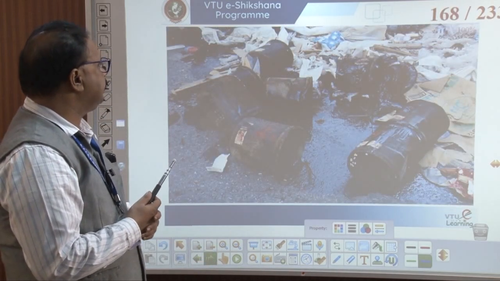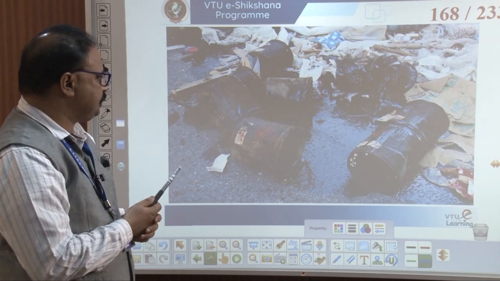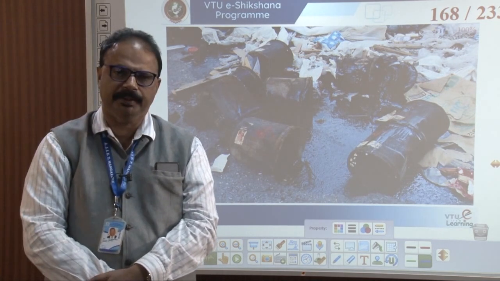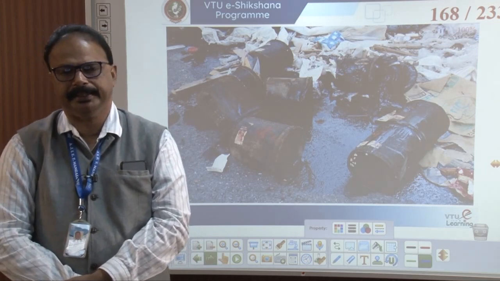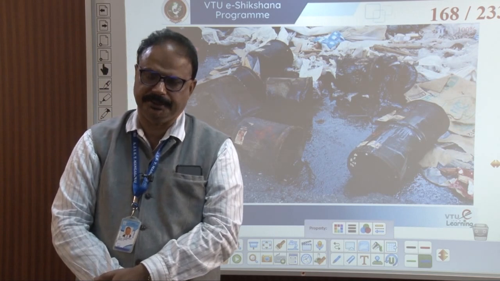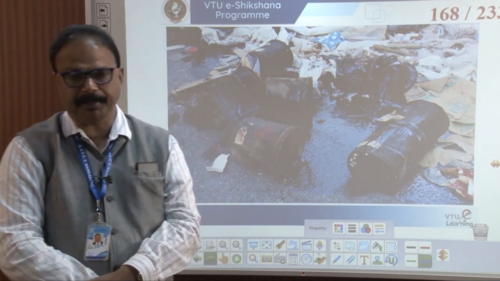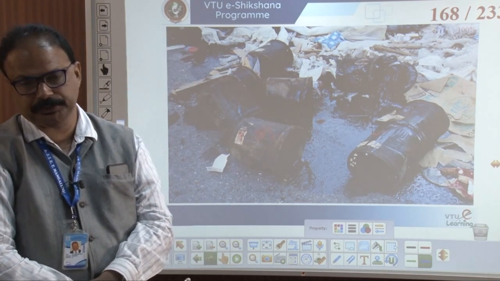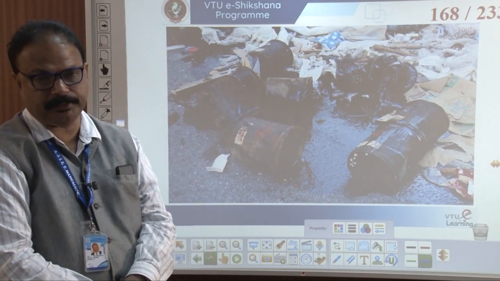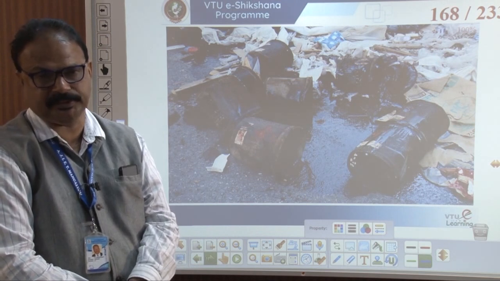Okay, these are the types of hazardous waste. You can see the types of hazardous waste which is dumped. This is very, very dangerous, directly dumped in nature. It is toxic, it kills the plants, animals and the ecosystem totally, and it harms human health, causing problems for human beings like cancer.